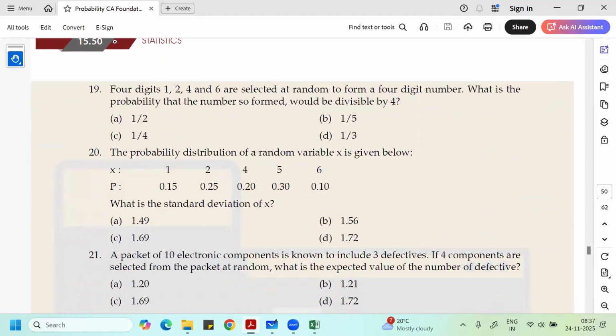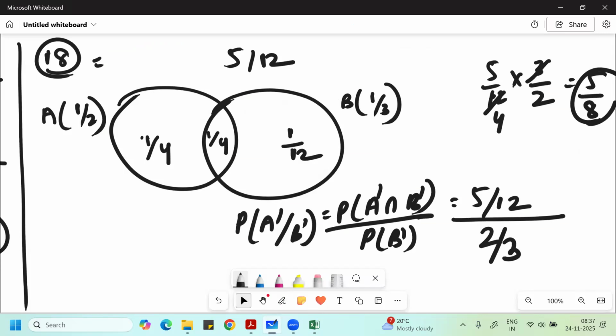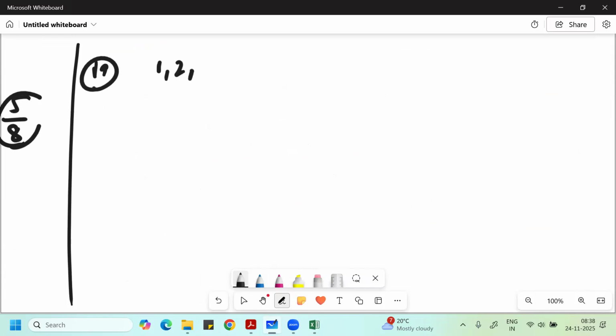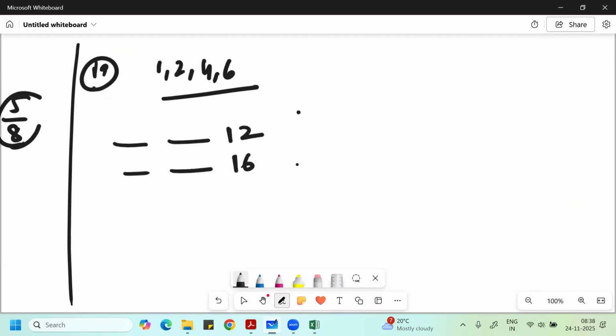Now, the 19th one: four digits 1, 2, 4, and 6 are selected to form a four digit number. So divisibility rule of 4, you know that the last two digits should be divisible by 4. So the number should end with 12 or 16, then they're divisible by 4.